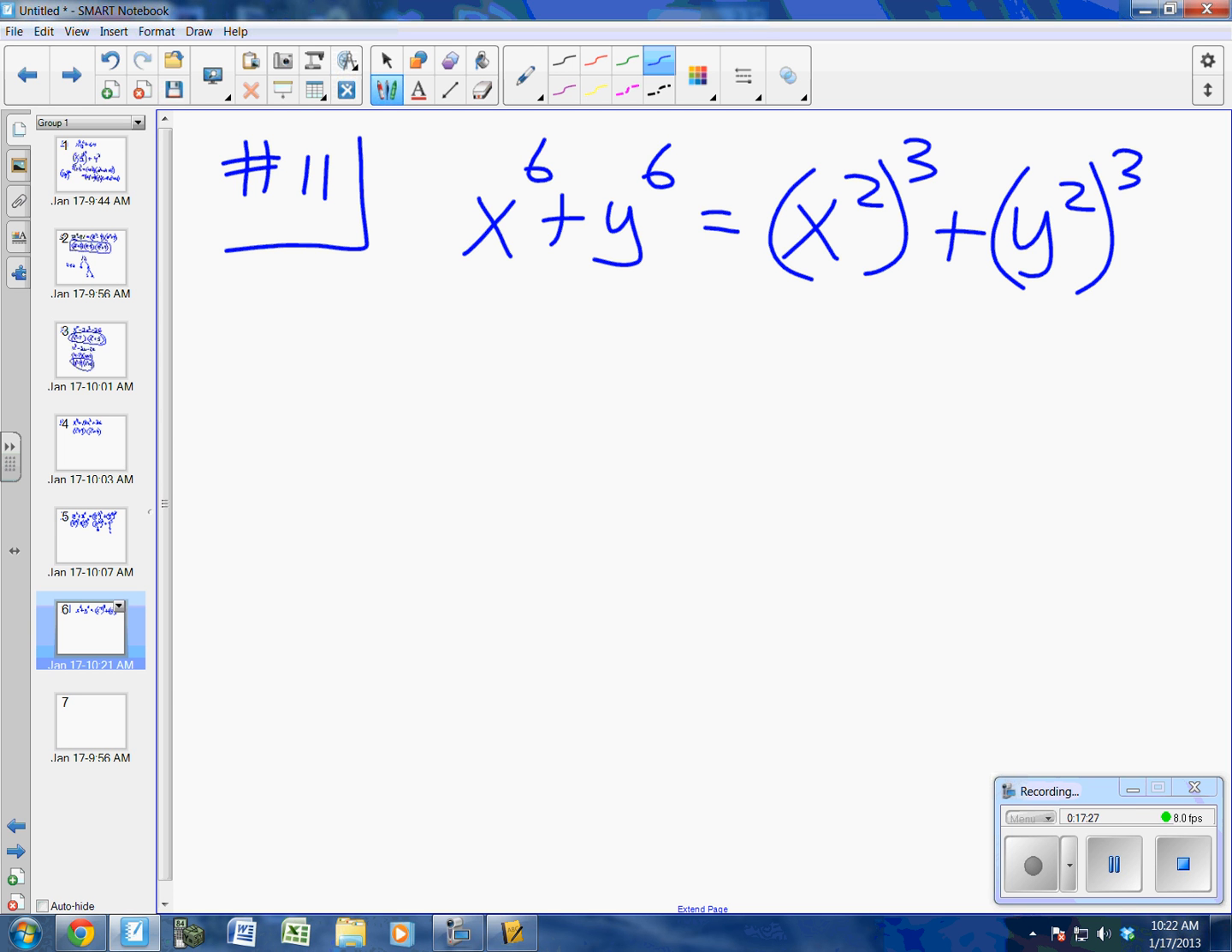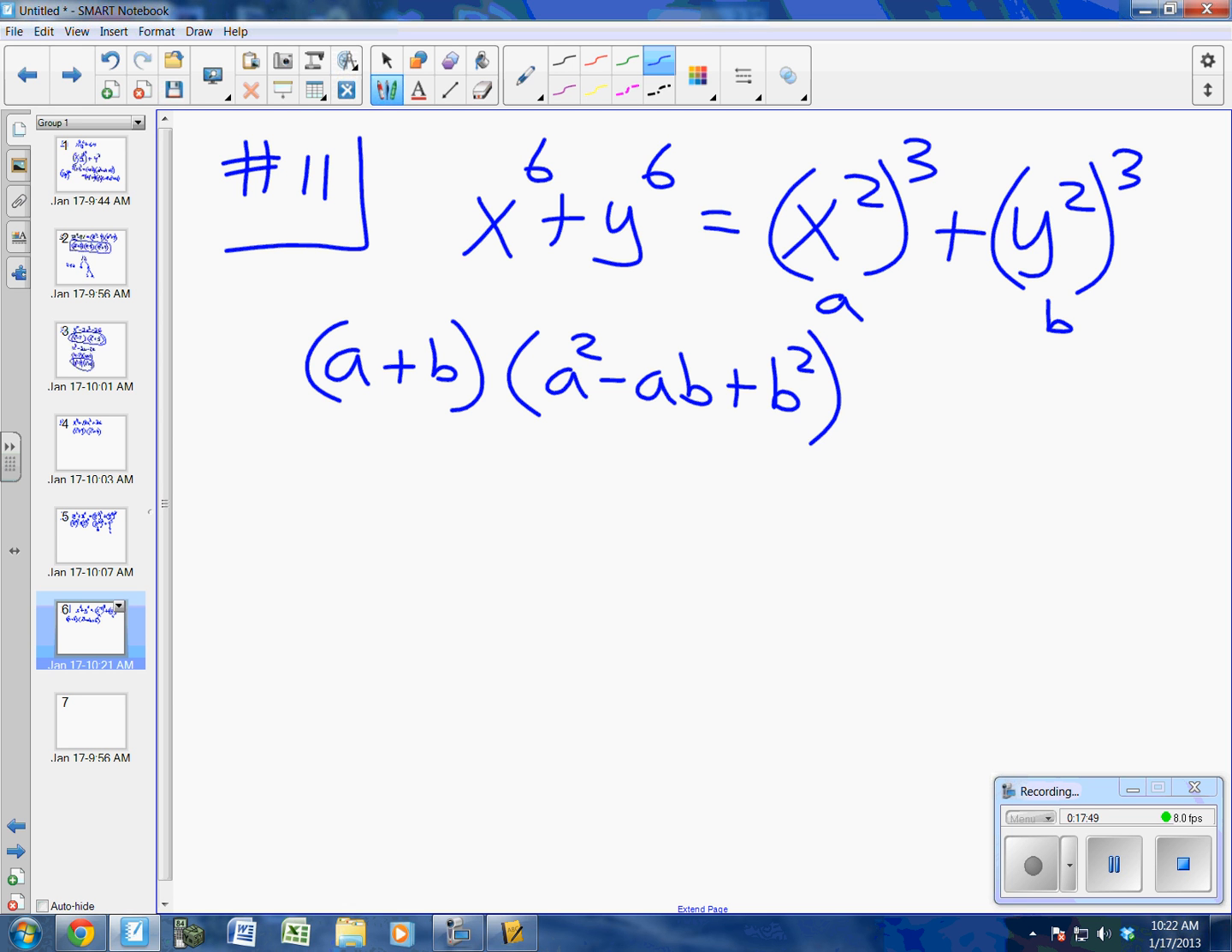Then everywhere there's an a, we're going to put an x squared. Wherever there's a b in the cube formula, we're going to put a y squared. Now, the formula for this is, what is it? A plus b times a squared minus ab plus b squared. Did I get the right formula, you guys? Yeah. Okay. So that's what they look like.